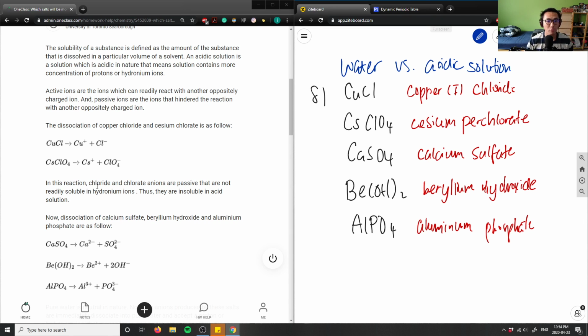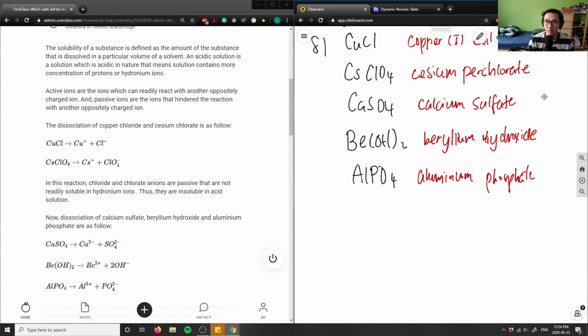So what we have when we're talking about this kind of topic here, it says chloride and perchlorate anions are passive. So it says here Cl minus and ClO4 minus are not soluble in acidic solution. So let me draw that. Let me write down what that means. So we only care about basically the anions, right? So we have Cl minus and we have ClO4 minus as well.